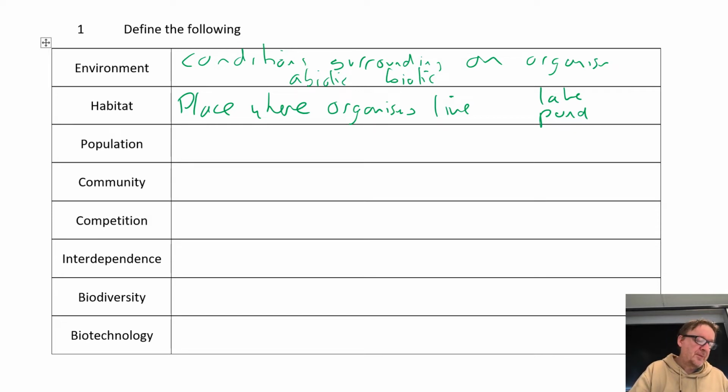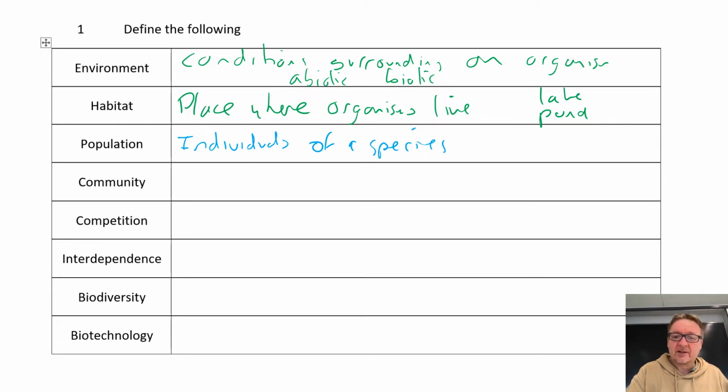Population, right? A population is the individuals of a species that are living in a habitat. Okay, so a habitat could be Preston, right? The population is all the individuals of a species living in Preston.